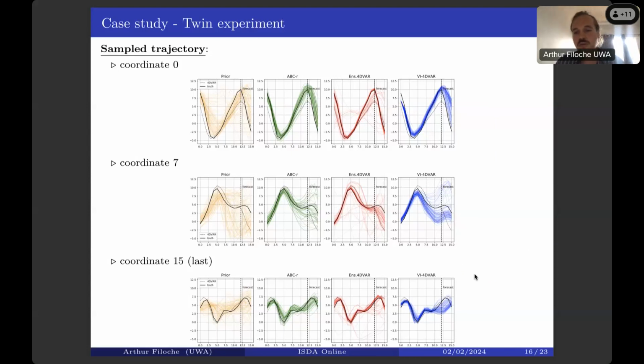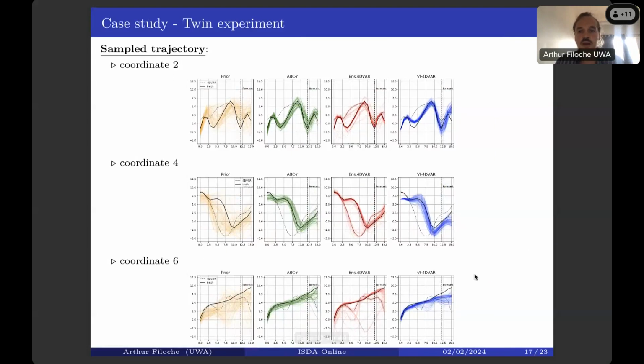Overall, we can also notice that variational inference for 4D-Var and ABC produce a similar shape. Those are the same example, but on a coordinate where 4D-Var is off from the ground truth, and you see that there is kind of a bimodal in the ensemble of 4D-Var, while the same remark can be applied for ABC and variational inference 4D-Var. Still, for instance, shrinking the variance here.